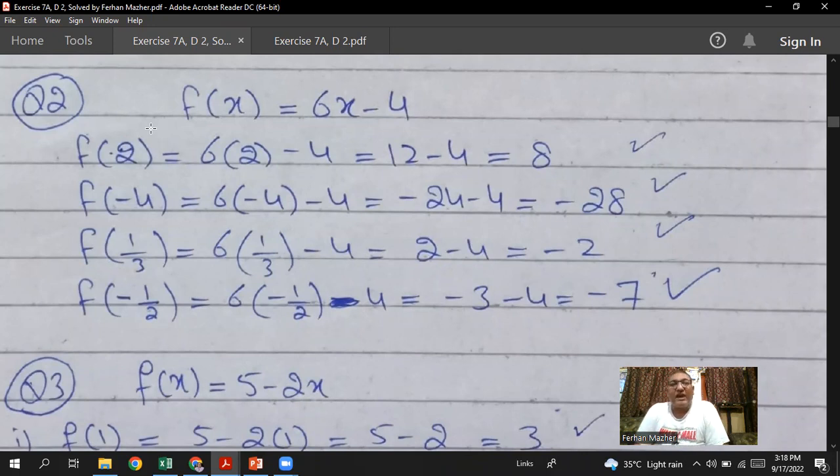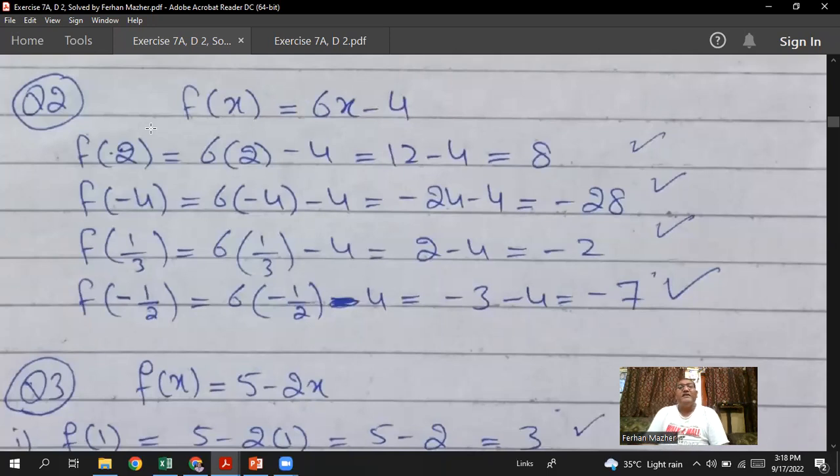Then they ask you f of minus 4. It means that in that function, wherever is the variable, I will substitute that variable with minus 4. So it will be 6 into minus 4, and then minus 4. It will be minus 24 minus 4, and that will be minus 28.